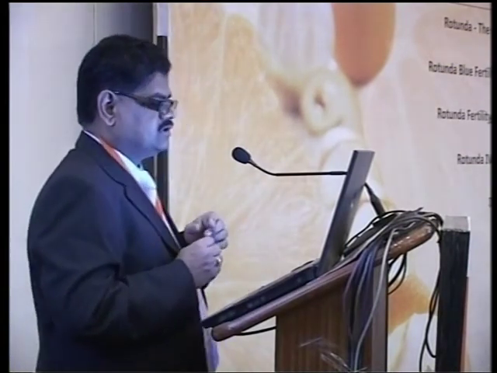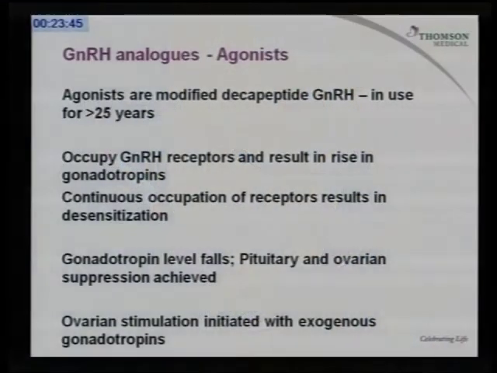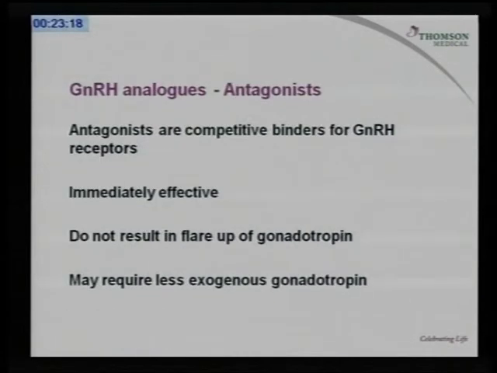The agonists are modified decapeptide GnRH. I think they have been in use for nearly 30 years. They occupy the GnRH receptors and result in a rise of gonadotropins. Continuous occupation of these receptors by GnRH analogues causes desensitization. So gonadotropin level falls and pituitary and ovarian suppression is achieved. Ovarian stimulation is then initiated with exogenous gonadotropins.